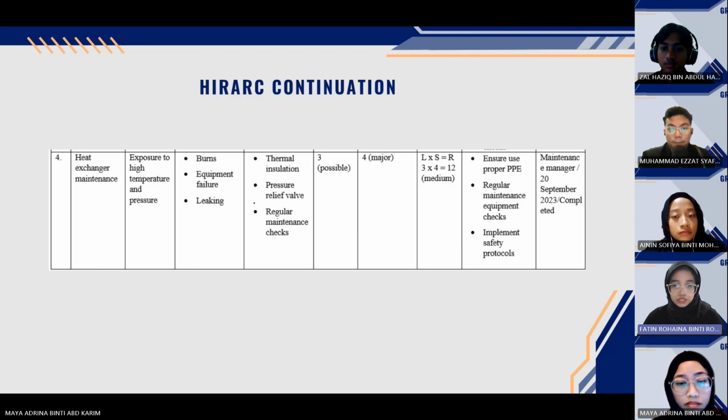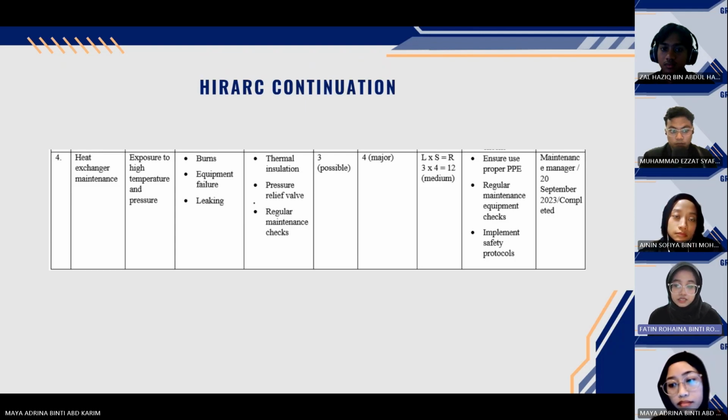To mitigate this risk, we recommend the use of proper PPE, conducting regular maintenance checks, and implementing strict safety protocols. The maintenance manager is responsible for implementing this work activity before 20 September 2023, and this action was completed.